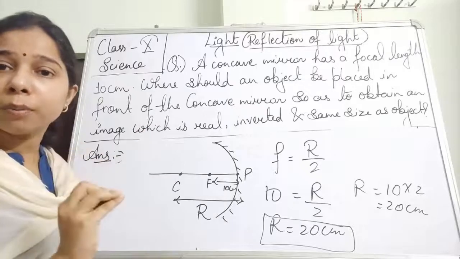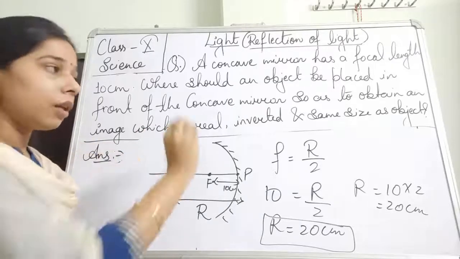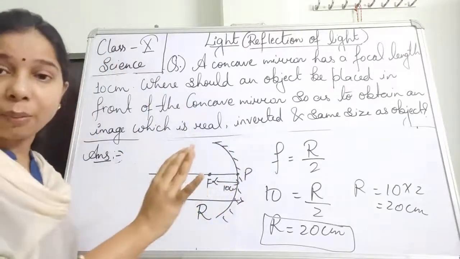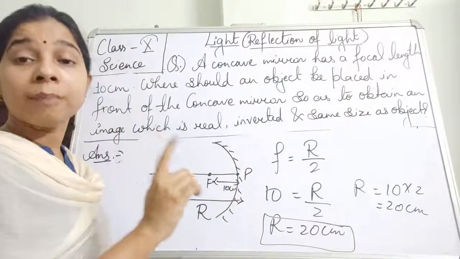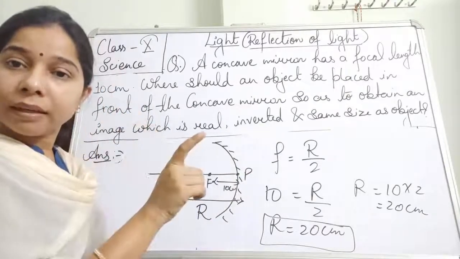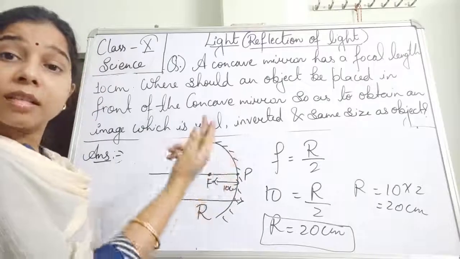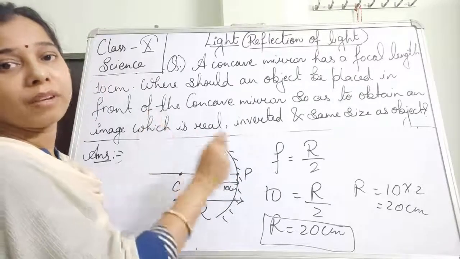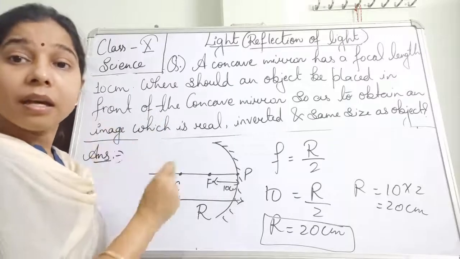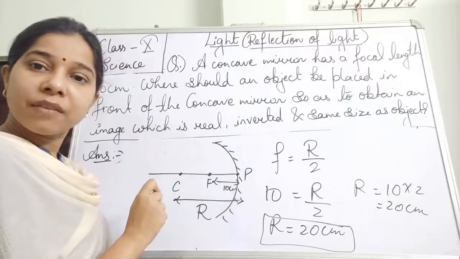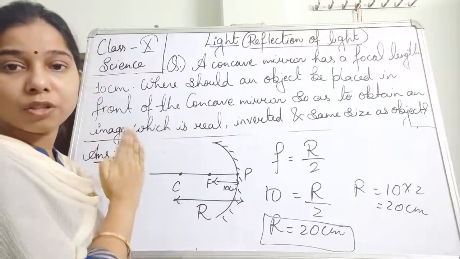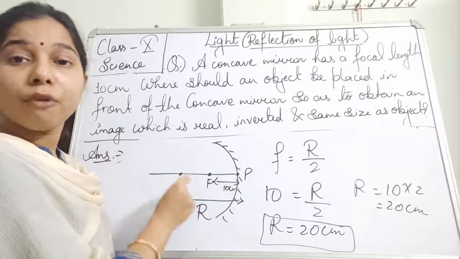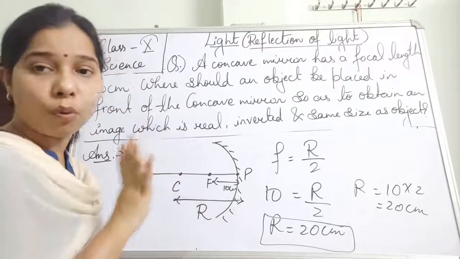So a very important point to understand: whatever the situation will be, you just remember one thing, that if the focal length is given, then double of that focal length will be the distance from the center of curvature to the pole. And if the center of curvature is given, then half of it will be the distance of the focus from the pole, that is the focal length.